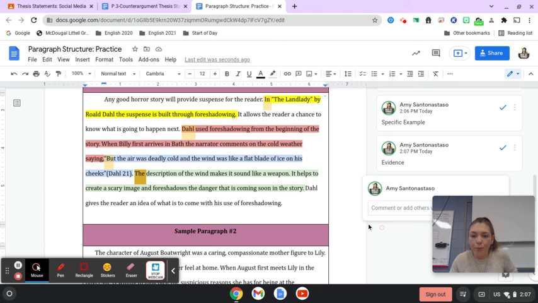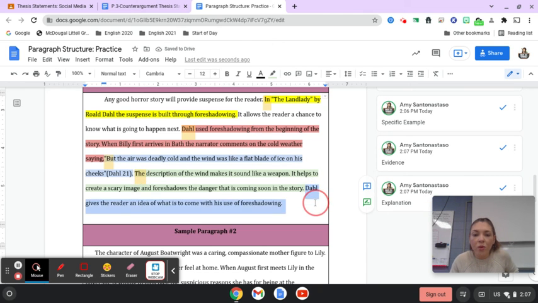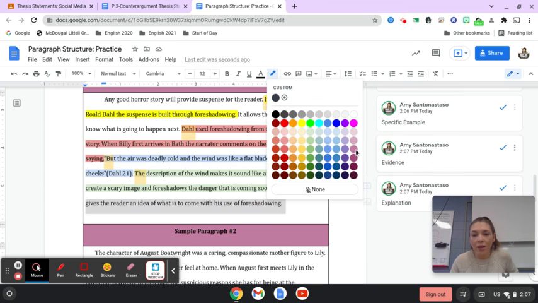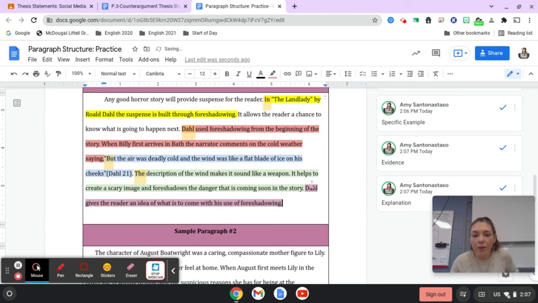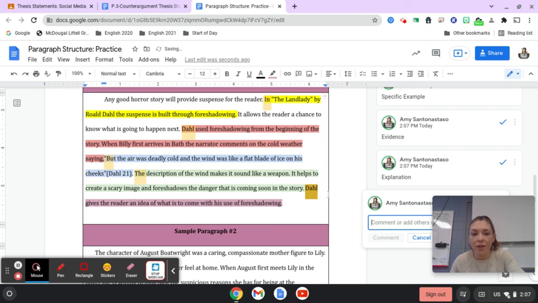There we go. And then finally, of course, my closing sentence. And of course, by the placement, we know that it's there. But it should have all the elements as well. So Dahl gives the reader an idea of what is to come with his use of foreshadowing. I'm reminding the reader of what my thesis was, which was to prove that suspense was built through foreshadowing, right? That we are talking about the ways in which an author builds suspense, and foreshadowing helps to do that. Okay, closing.